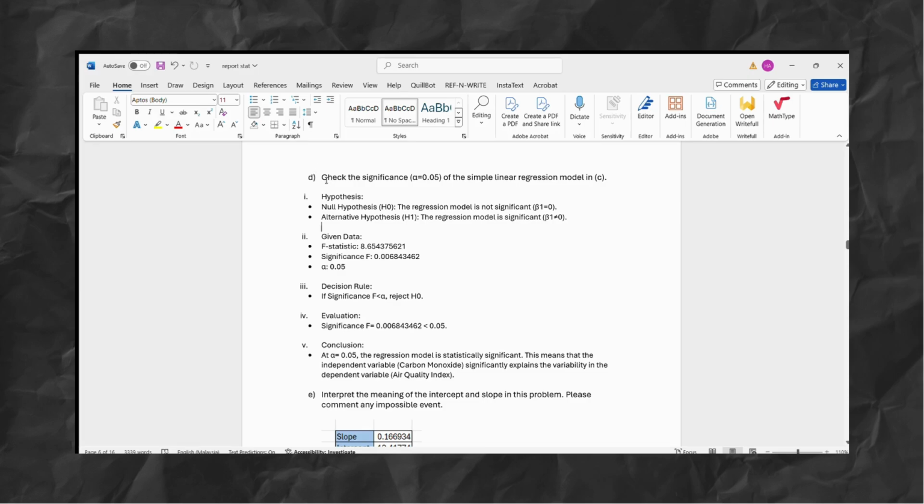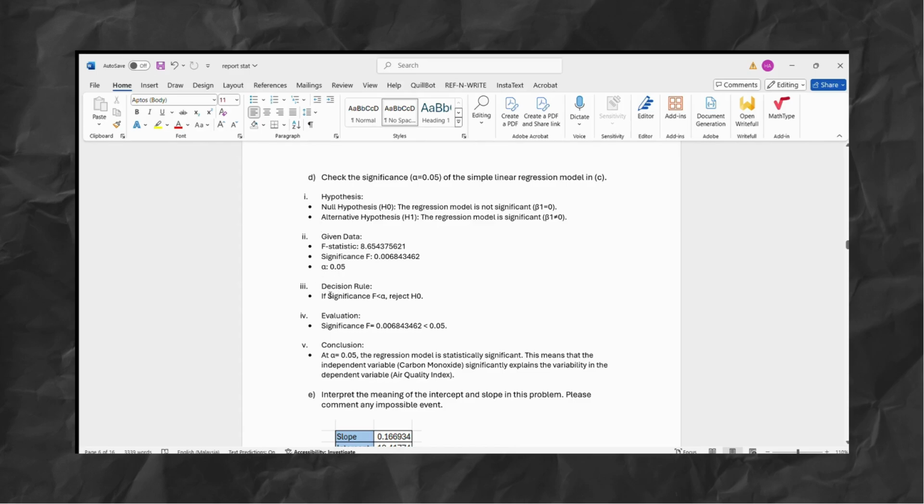In this question we need to check the significance, alpha equal to 0.05, of the simple linear regression model in C, which I showed just now in Microsoft Excel. So the given data from the regression model, F is 8.65437561. Significance F is 0.006843462. The alpha value is equal to 0.05.